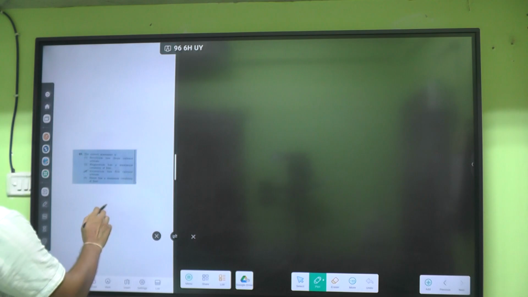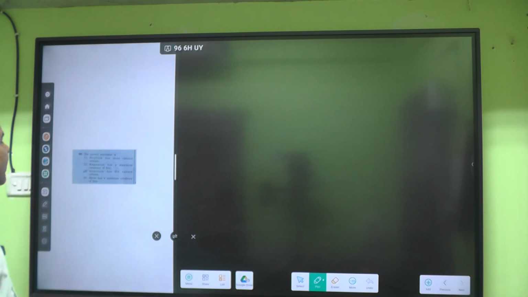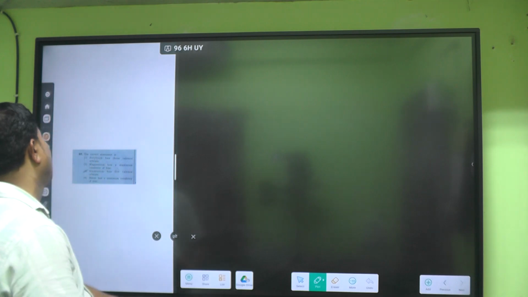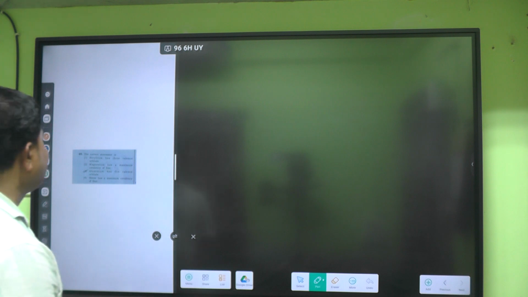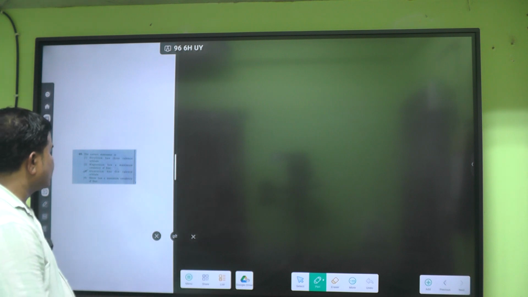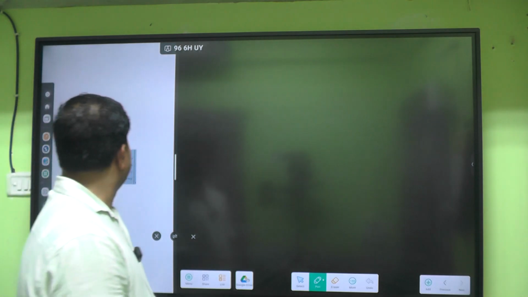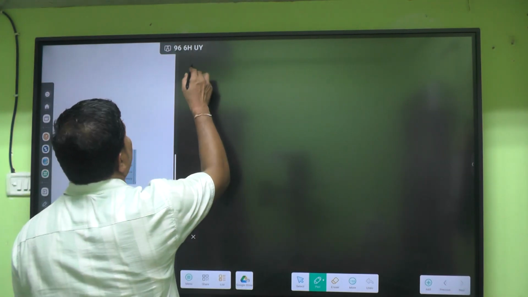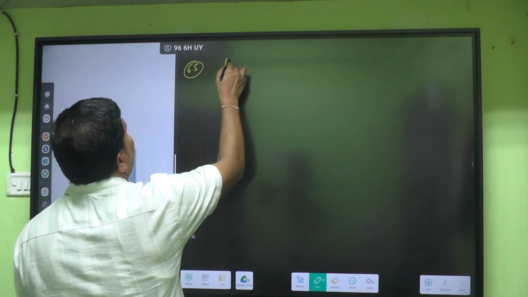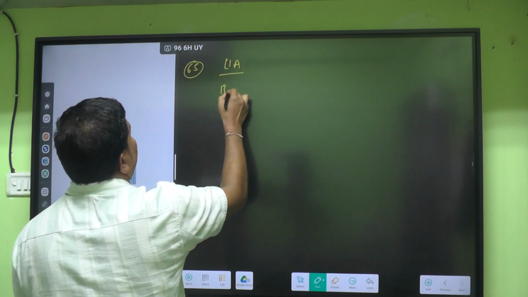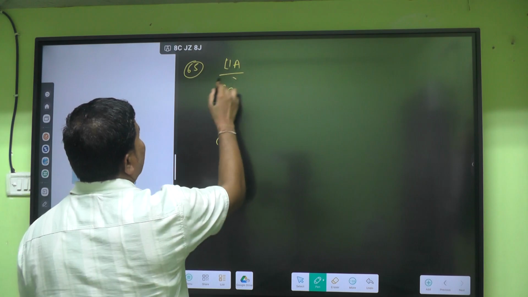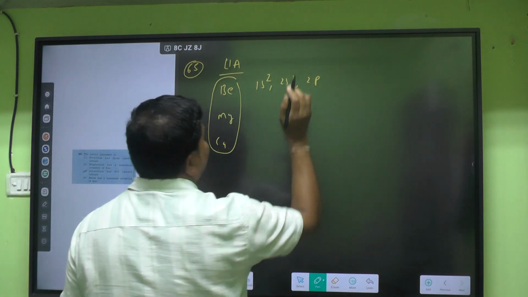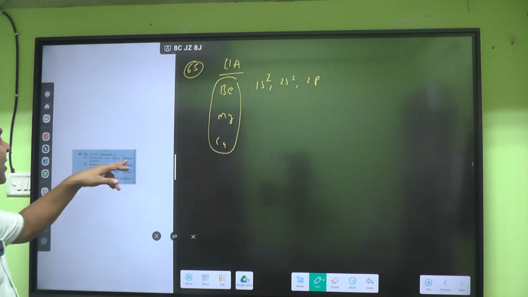Question number 65. Which is the correct statement: beryllium has 3 valence orbitals. Remember, this is the wrong statement. Beryllium, magnesium, calcium belong to the second group. So what is the orbital configuration here? 1s2, 2s2, 2p orbital. Now, beryllium has 3 valence orbitals.